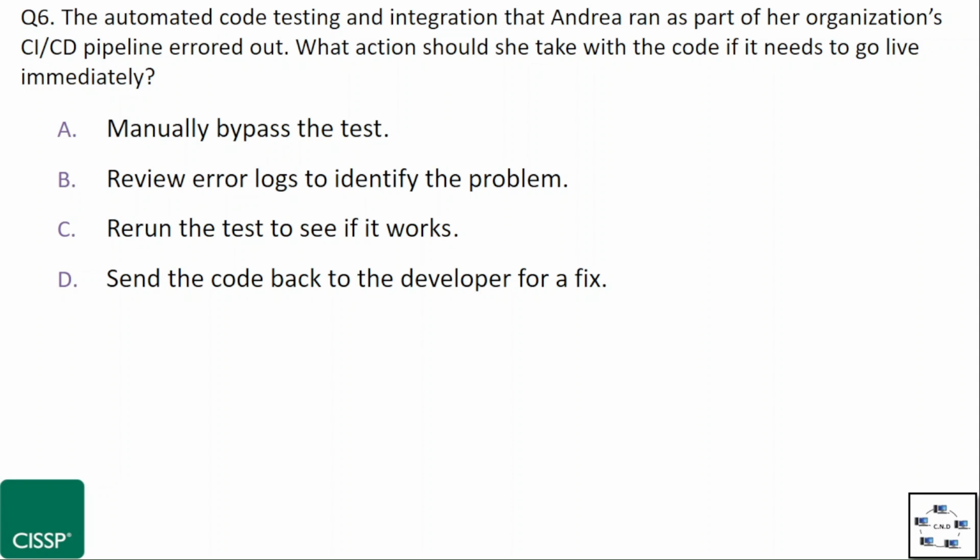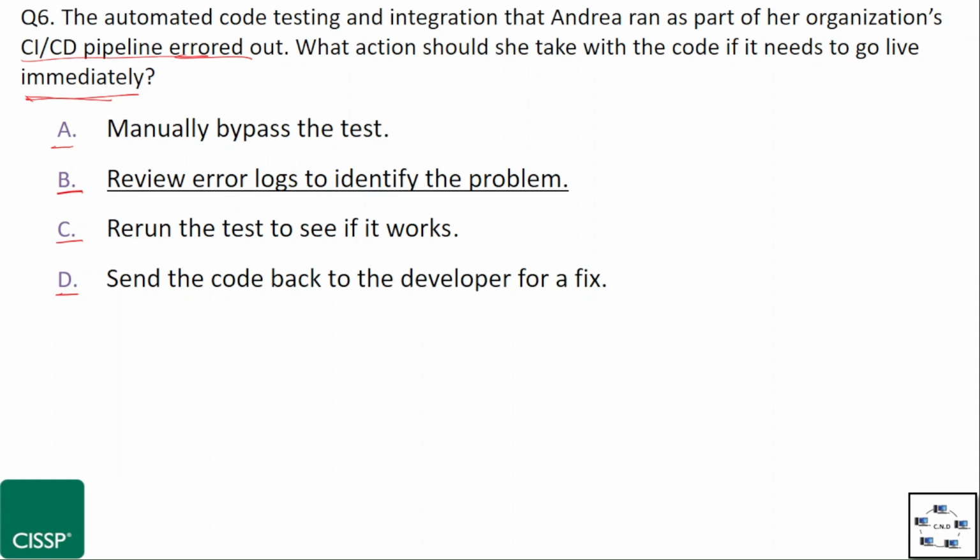Question number 6. The automated code testing and integration that Andrea ran as part of her organization's CI/CD pipeline errored out. What actions should she take with the code if it needs to go live immediately? The options are option A, manually bypass the test. Option B, review error logs to identify the problems. Option C, rerun the test to see if it works. And option D, send the code back to the developer for fix.